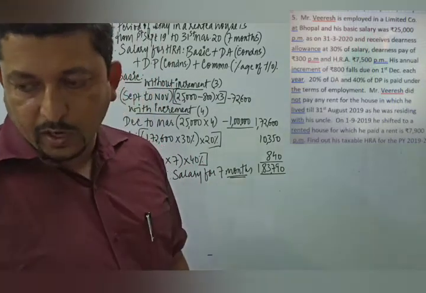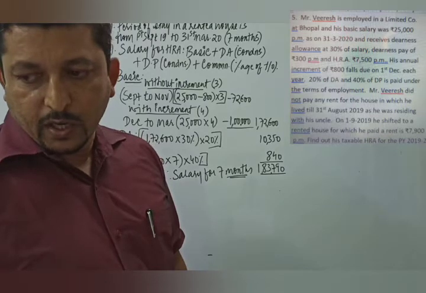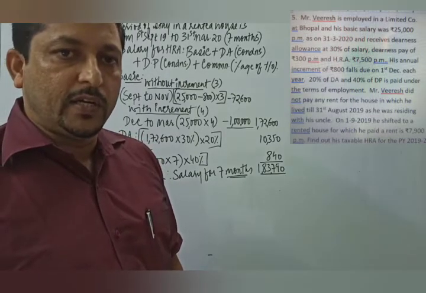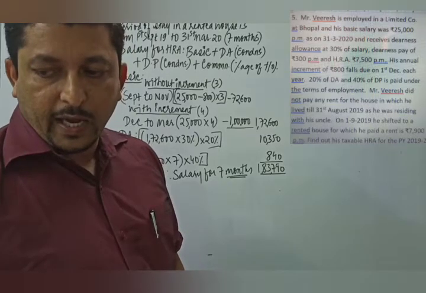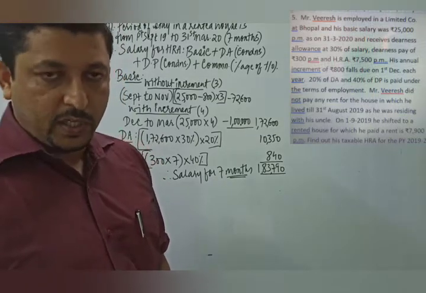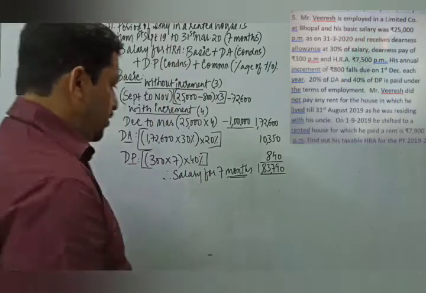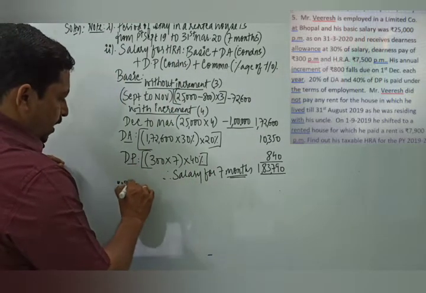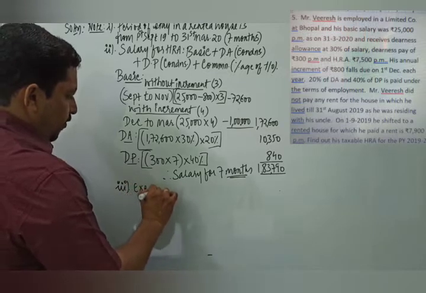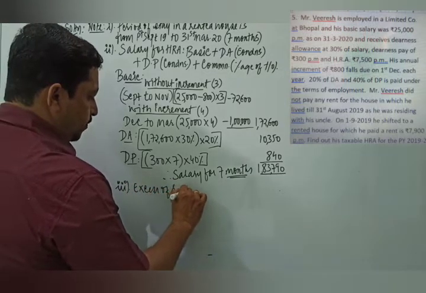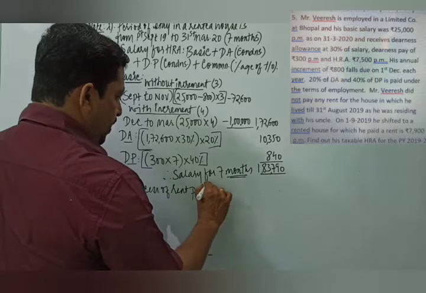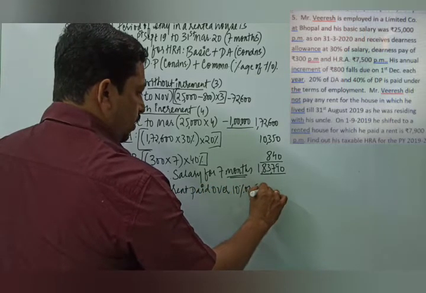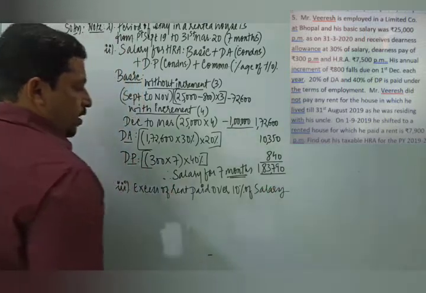So let's proceed now. He stays in Bhopal. As far as Bhopal is concerned, remember it is not a metro city, it's a non-metro city. So 40% of salary will be considered. We can take another note as well where we can calculate excess of rent paid over 10% of salary. Excess of rent paid over 10% of salary.